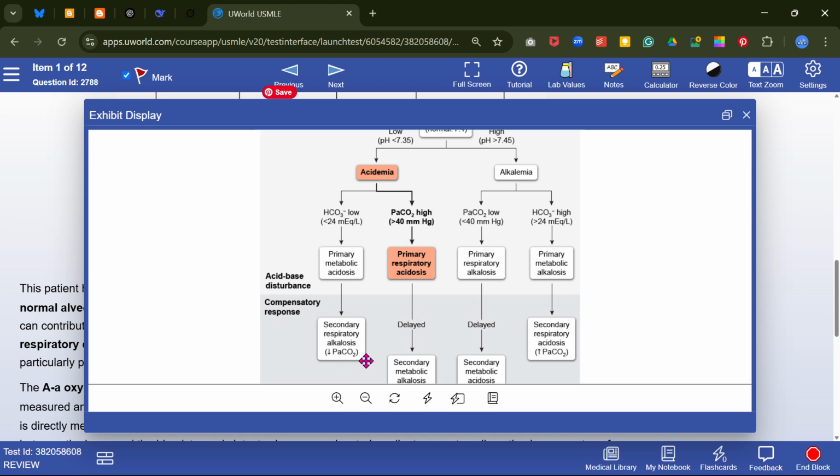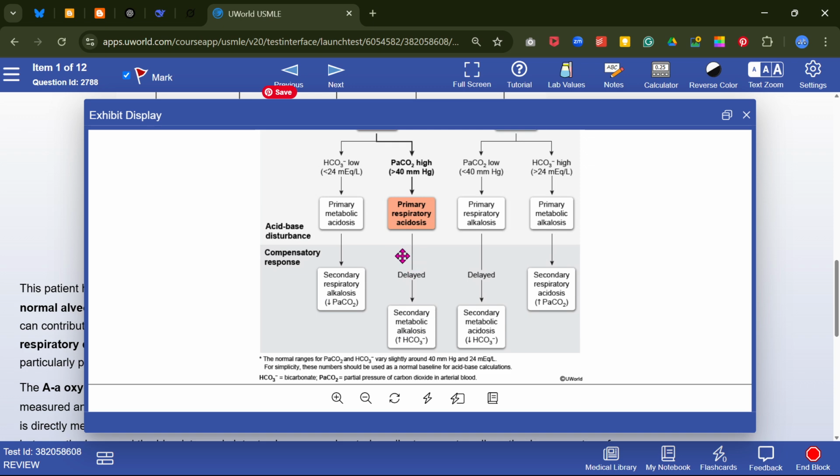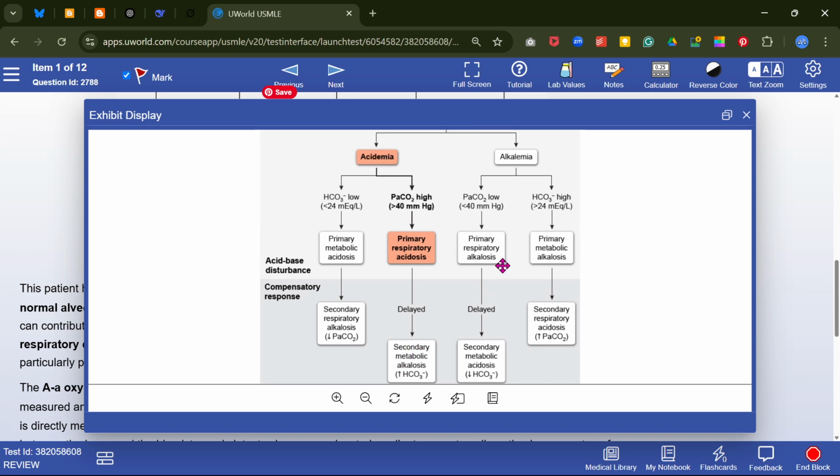That means decreased PaCO2. If acidemia, if PaCO2 is higher, it is primary respiratory acidosis. Delayed compensatory response is secondary metabolic alkalosis. So for respiratory acidosis, secondary metabolic alkalosis.